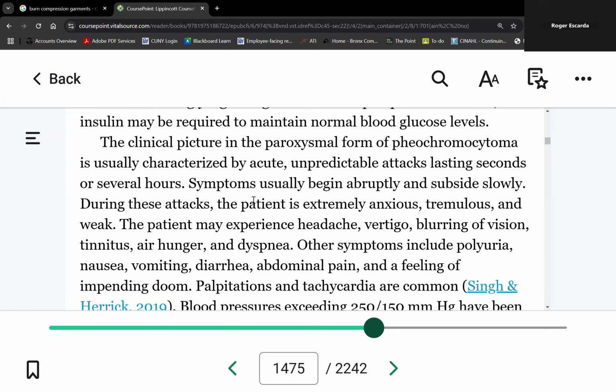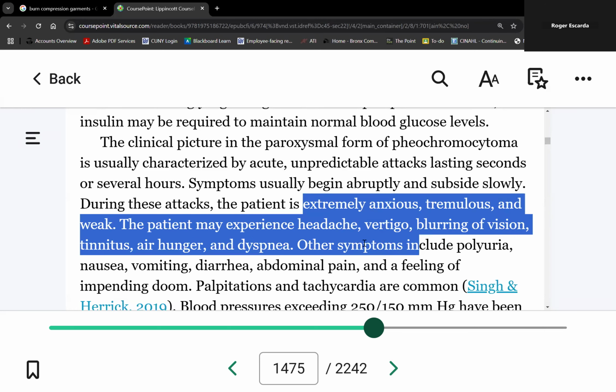Until then, the patient will suffer from attacks, severe hypertension occurs, and then the patient has these manifestations, all from extreme tachycardia and extreme hypertension.